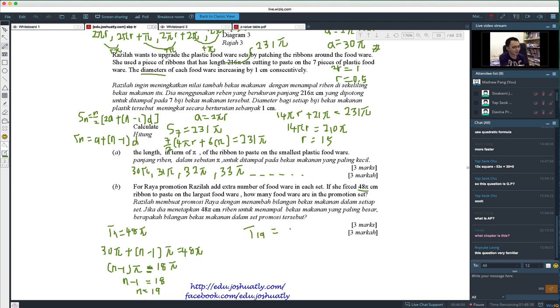48π. So the question asks how many footwear are there in the promotion. That means the first one, the smallest one, actually is 30π. The next one is 31π. So in order to go until 48π, you will have 19 plastic footwear. So n equals 19, because 30 is the first one and the 19th is the last one. So you just count from the first one until the last one, so the n value equals 19.